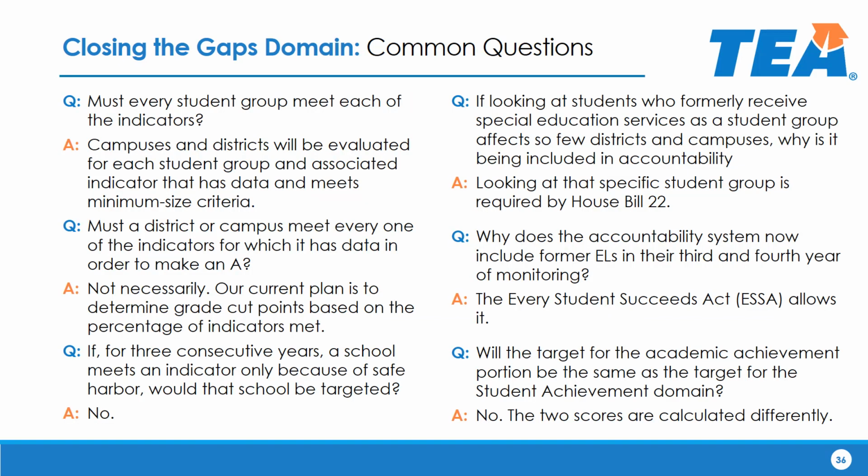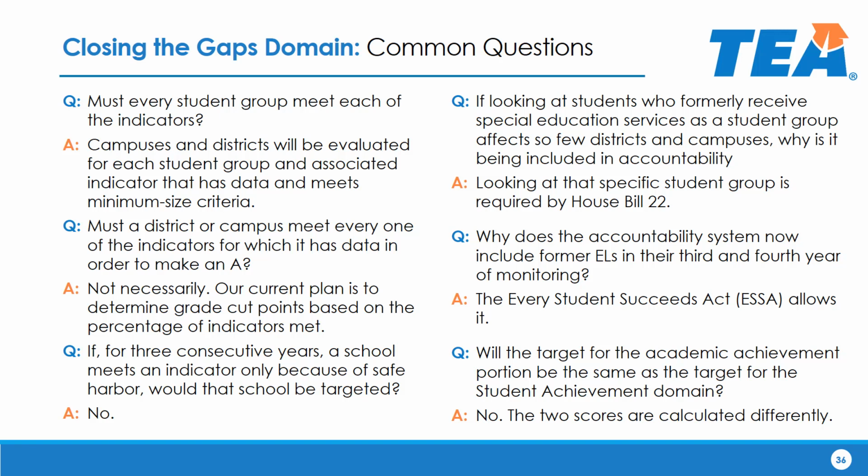So that takes a look at the Closing the Gaps domain, the student groups we're planning to use, the indicators we're planning to use, and how safe harbor is calculated. So here are some of the common questions we get. Must every student group meet each of the indicators? Well, campuses and districts will be evaluated for each student group and associated indicator that has data and meets minimum size criteria. Must a district or campus meet every one of the indicators for which it has data in order to make an A? Not necessarily.